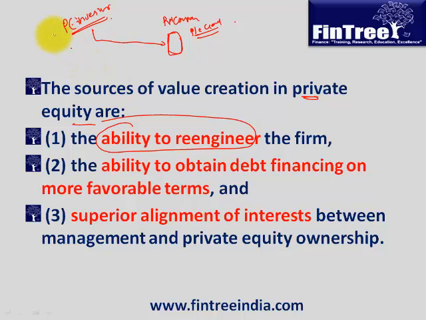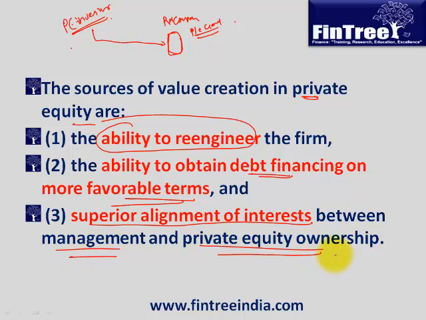Now most of the PE firms, the big ones, the names that we saw at the beginning on the first slide, Blackstone or Carlyle, have a team of management specialists. These people can be CEOs or people with substantial management experience. They would look at your business and start offering you specific advice, and that gives you the ability to re-engineer the firm, the ability to obtain debt financing on favorable terms purely because of the contacts these PE firms bring with them, and superior alignment of interest between management and private equity ownership.